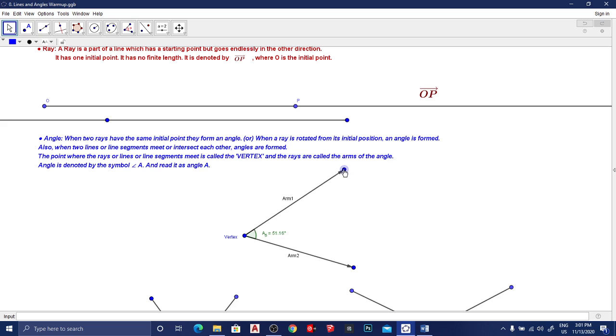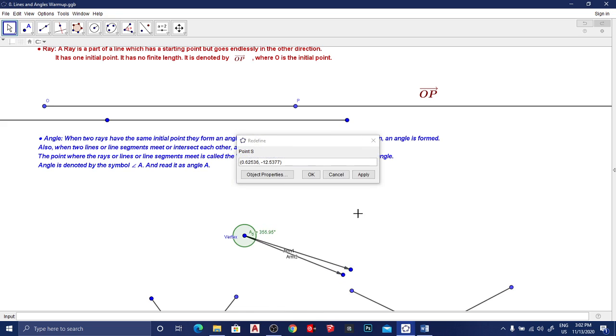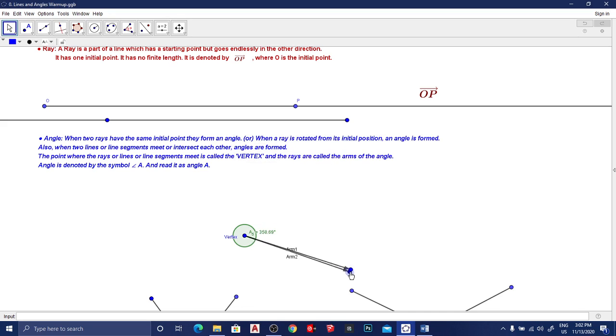See here, when I am rotating, the angle is increasing: 60, 70, 87, 93, like that. It is rotating from the initial point, forming an angle like this. When it comes to the same initial point, it completes 360 degrees. Like this, 359.81, then it comes again to 360 degrees. Again it starts and shows 0, 3, 30, 40, 50, like that.